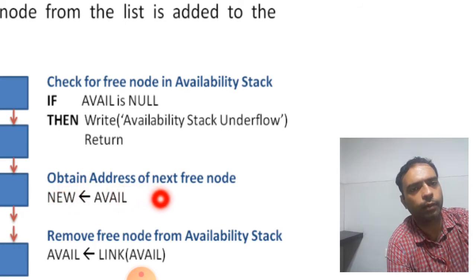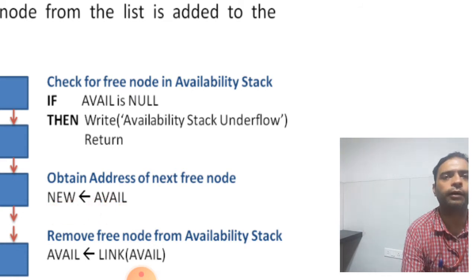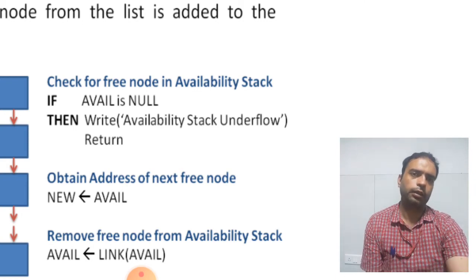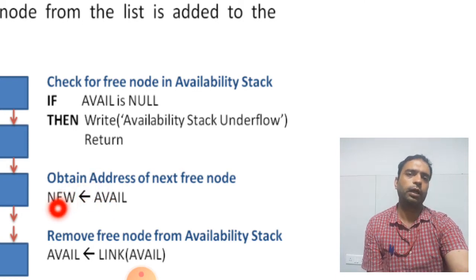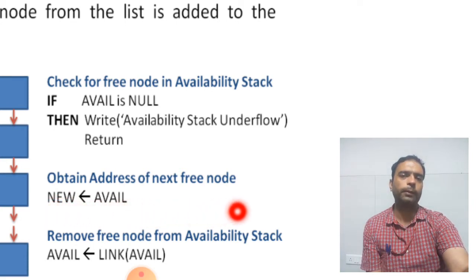Then after that obtain the address of the next free node, that is what the new, that is avail. That avail part is given to the new, right? The avail part is given to the new. Now after that we have to remove the free node from the availability stack.